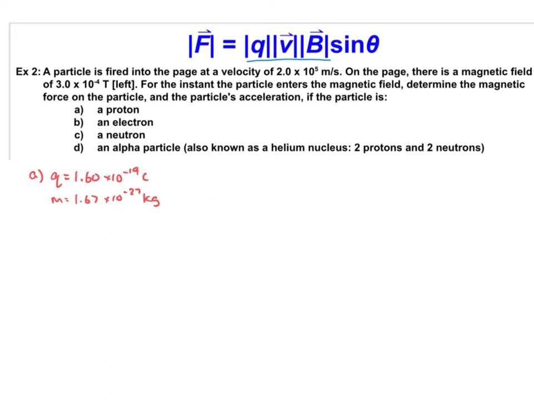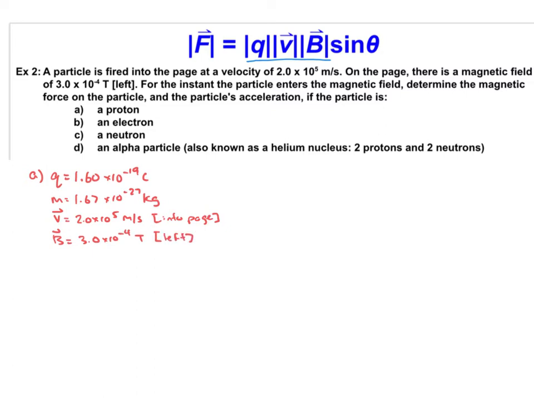Now, this particle is going to be fired with a given velocity that's written in the question. So that's 2.0 times 10 to the 5 meters per second. And the strength of the magnetic field is also given, 3.0 times 10 to the negative 4 Teslas. In terms of directions, the velocity, it's told that it's into the page. And the magnetic field, it's told that it's left.